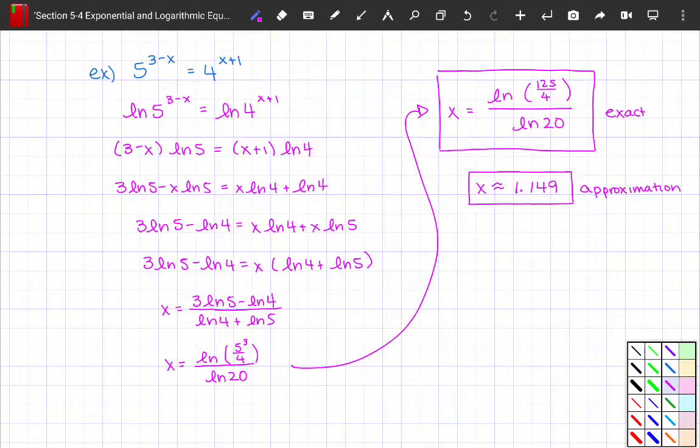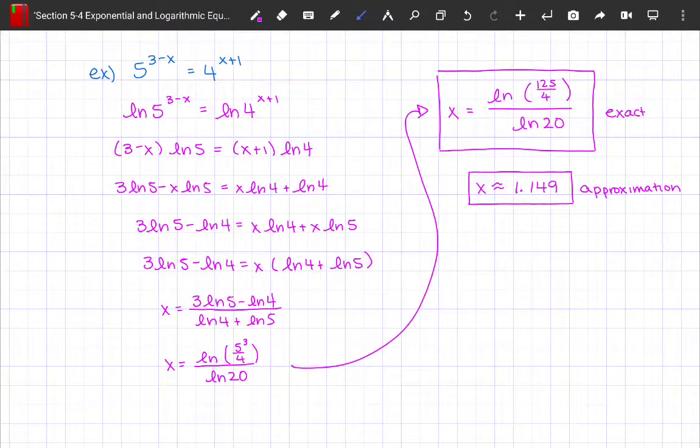All right, so here we go. Same exact idea as what we did before. We cannot equate these bases, so we put the natural log in front of both sides, or common log. You could use log base 10. And then you can use the power property to bring the exponents out in front. Distribute, collect the terms with the x on one side, factor out the x, divide, condense. There's your exact answer, and there's the approximation.